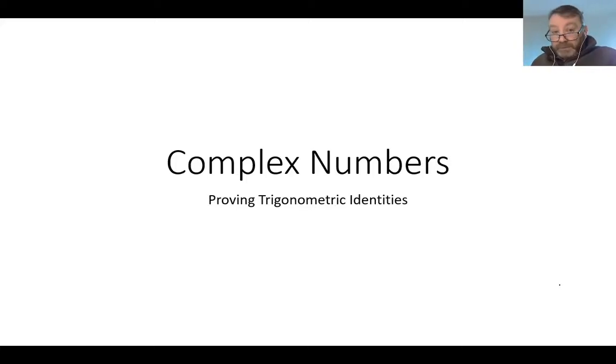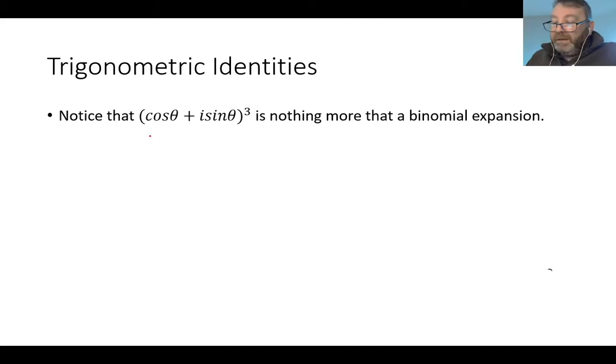Okay, so the final part of this chapter on complex numbers involves looking at a relatively simple process of proving trigonometric identities. Now, I know it sounds an awful lot more difficult than it actually is when you talk about proving trigonometric identities, but there's one thing that as yet we haven't really mentioned in terms of what a polar form complex number is. And I want you to take a look at this. Notice cos theta plus i sine theta to the power of 3 is nothing more than a binomial expansion.